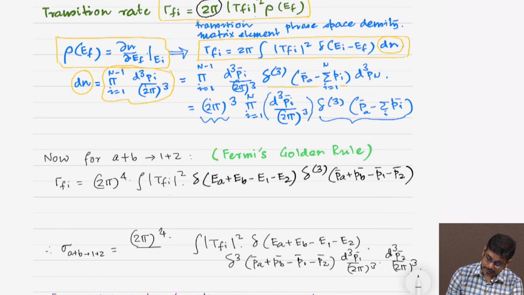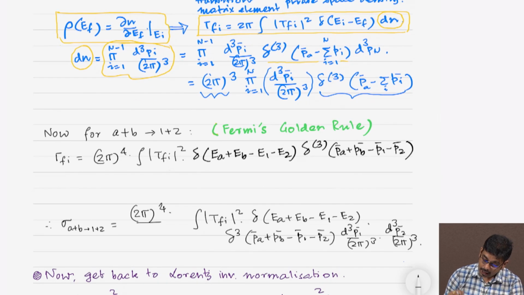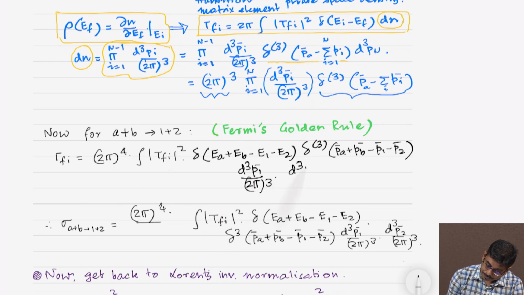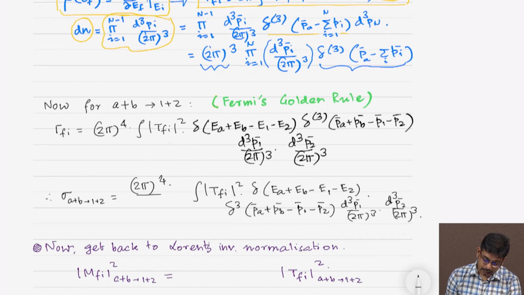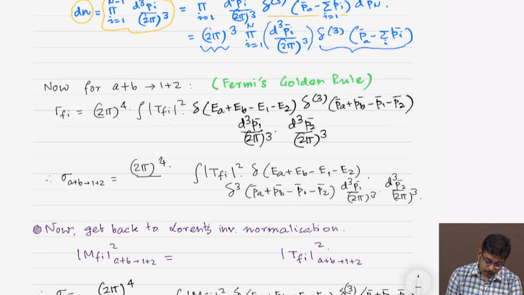Once I have written all the delta functions correctly, both the momentum and the energy, what I am left with is the phase space parts, which are d cube P1 by 2 pi whole cube into d cube P2 by 2 pi whole cube, correct? Okay. So, this is what we have for the process A B going to 1 plus 2. Now, if this is the gamma Fi, what will be the sigma A plus B to 1 plus 2?